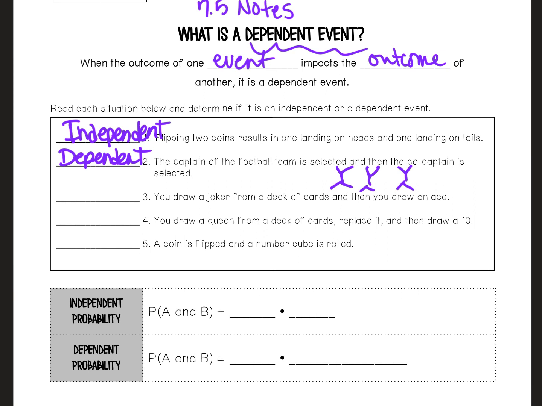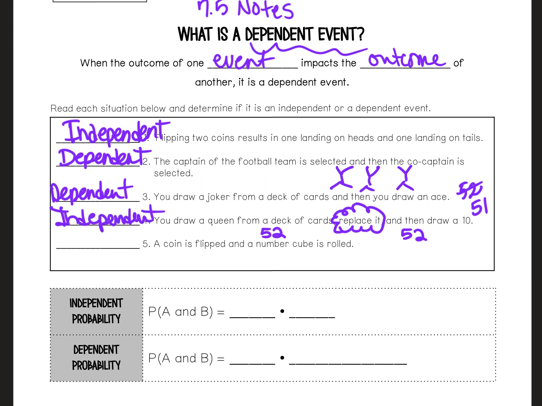You draw a joker from a deck of cards, and then you draw an ace. Well, when you drew the joker out from the deck, there were 52. After the joker came out, there's now 51 possible cards. So it's definitely dependent. You draw a queen from a deck and replace it. 52 cards before you drew the queen. Oh, you put it back. There's still 52 possible outcomes. Independent.